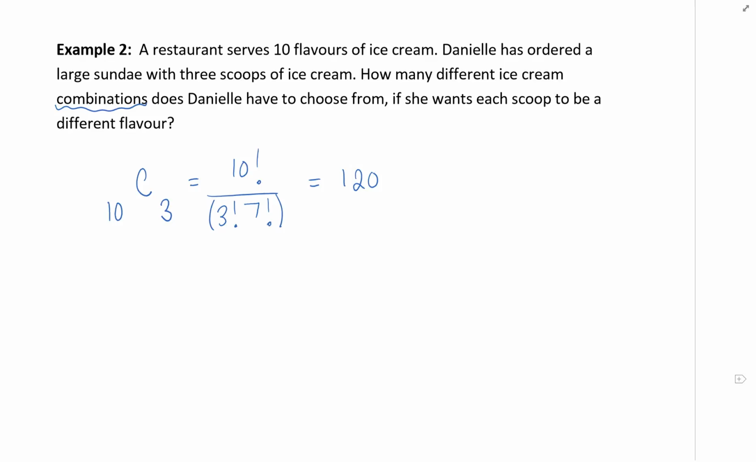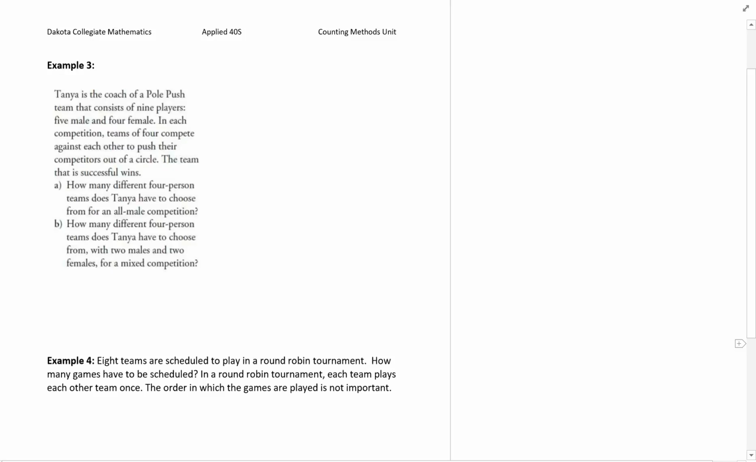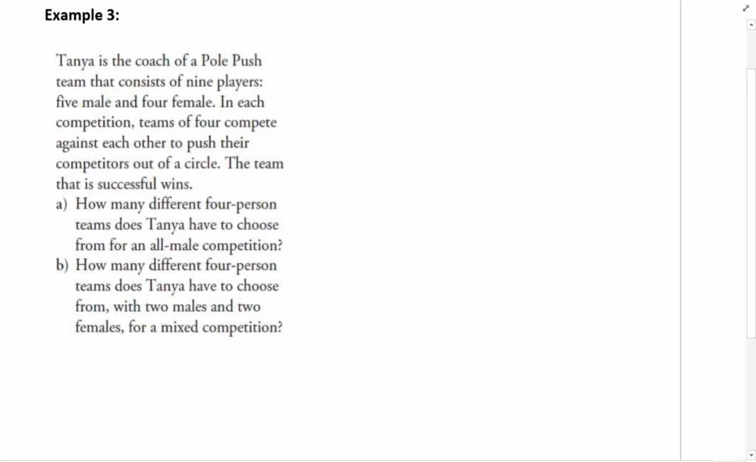Let's take a look at example 3. Example 3 says, Tanya is the coach of a pole push team that consists of 9 players, 5 male, 4 female. Each competition, teams of 4 compete against each other to push their competitors out of the circle. The team that is successful wins.